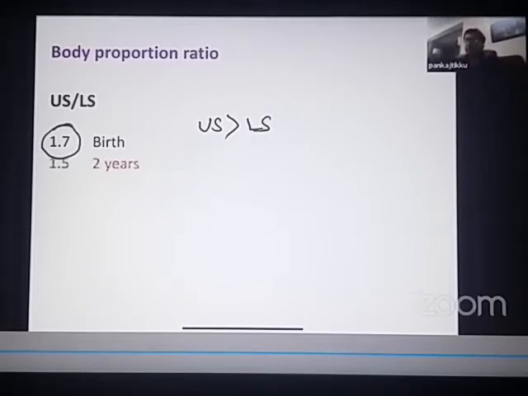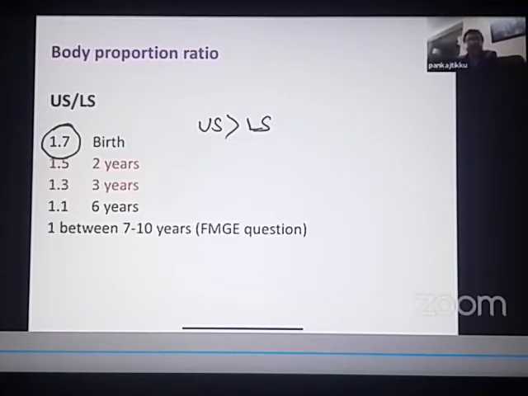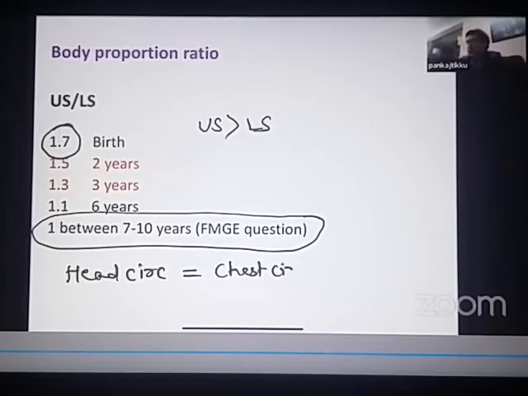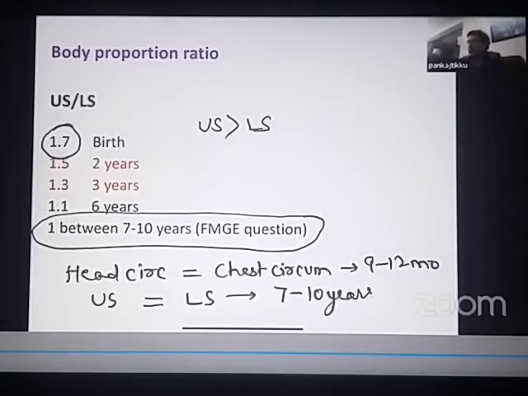So the ratio becomes 1.5 at 2 years, 1.3 at 3 years, 1.1 at 6 years, and the upper segment becomes equal to the lower segment between 7 to 10 years. This is again an FMG question. When does the head circumference become equal to the chest circumference? Remember, I told you, between 9 to 12 months of age, while the upper segment becomes equal to the lower segment between 7 to 10 years of age. Both of them are important for your exams and you should remember.